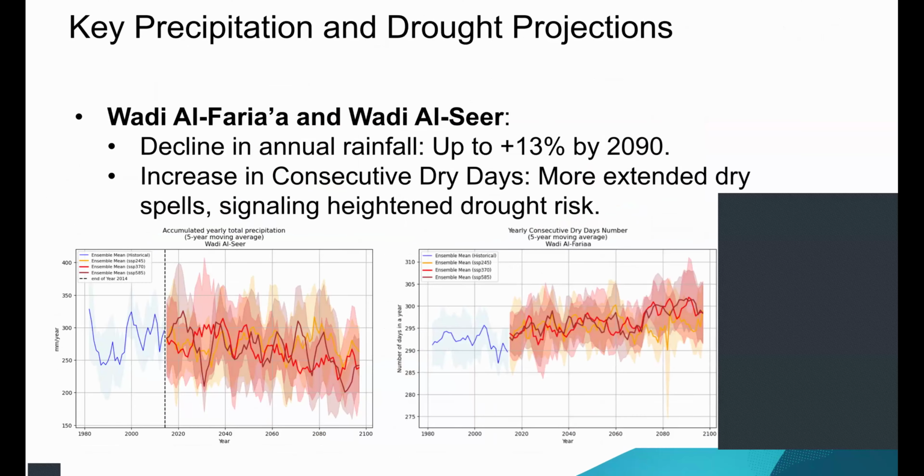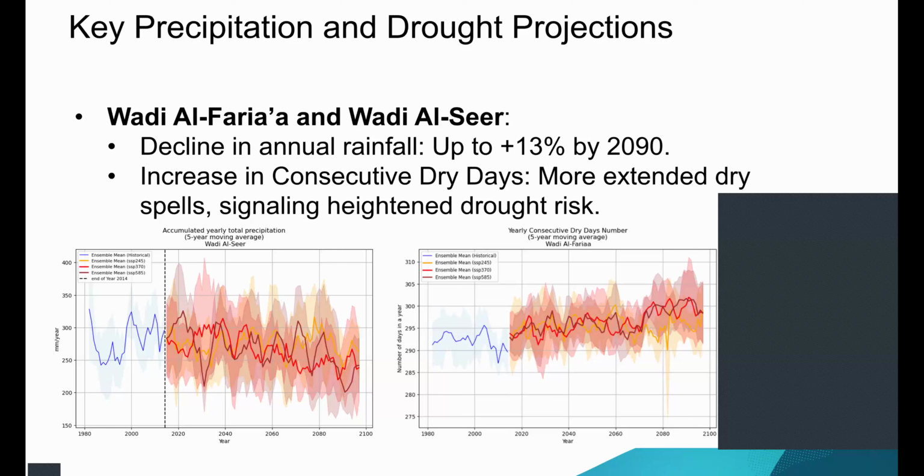By 2090, under the high emission scenario SSP 8.5, we also project a decline in annual rainfall by up to 13% in Lebanon. Additionally, we expect an increase in the number of consecutive dry days. More extended dry spells are a clear indicator of a heightened drought risk.